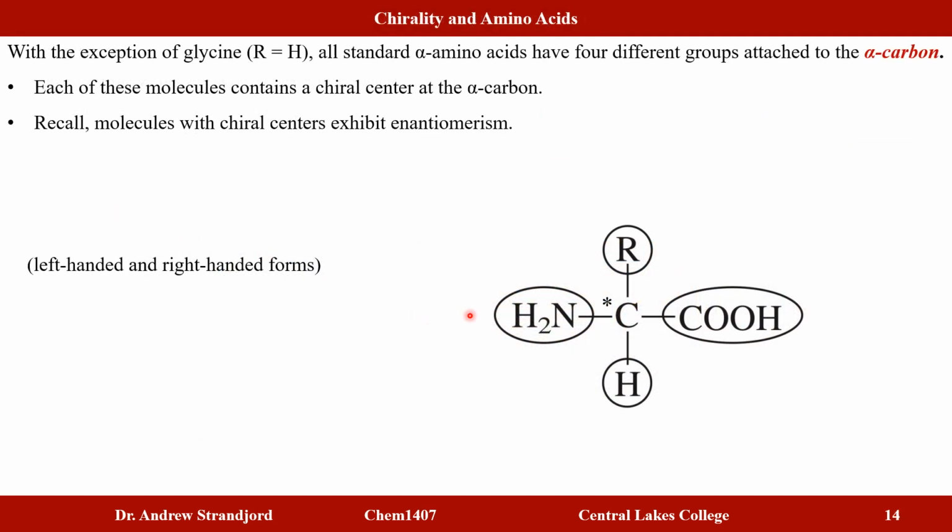If one looks at the generic structure for an amino acid, the alpha carbon has an amine group attached to it. It has a carboxyl group attached to it. It has a hydrogen attached to it. And it has an R group attached to it. So 19 out of the 20 common amino acids have 4 different things attached to the alpha carbon. Only glycine, where the R group is equal to H, does not. That makes those 19 common amino acids chiral molecules. If I have a chiral molecule, there exists a left-handed version and a right-handed version of it, in other words, enantiomers of each other.